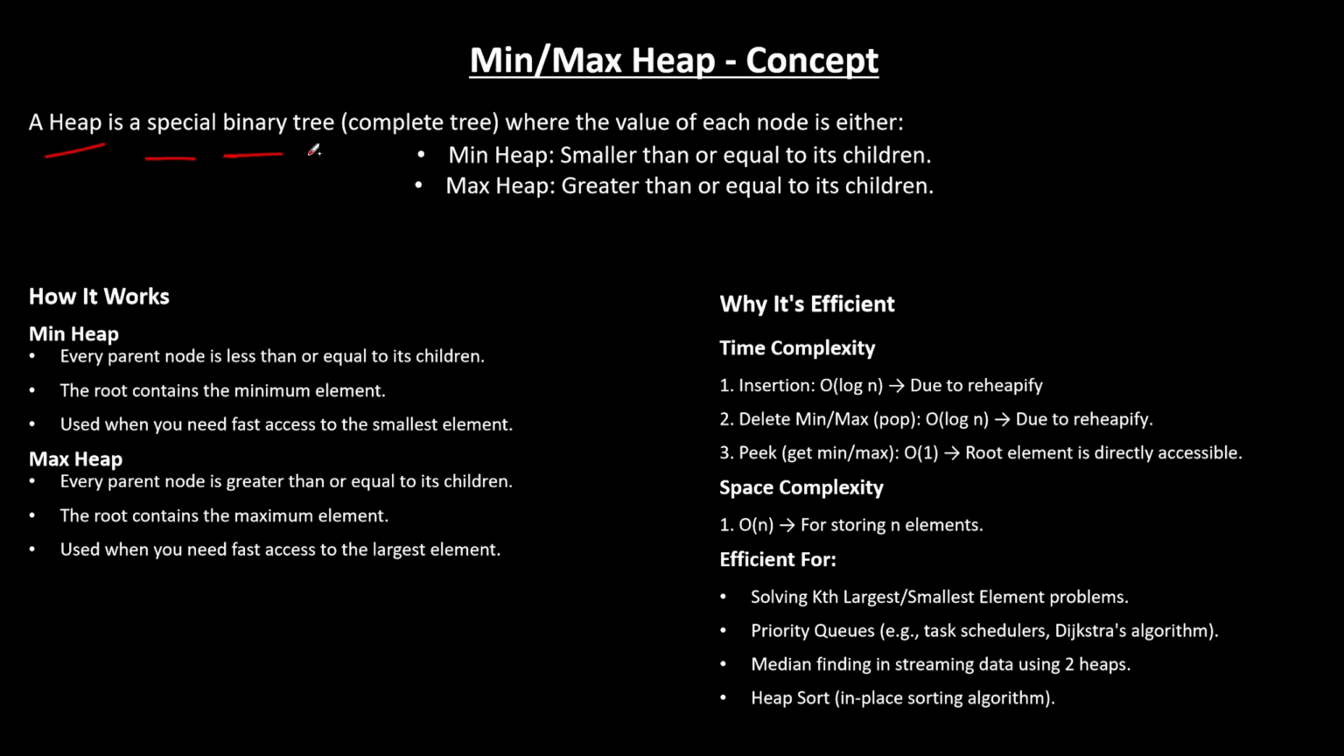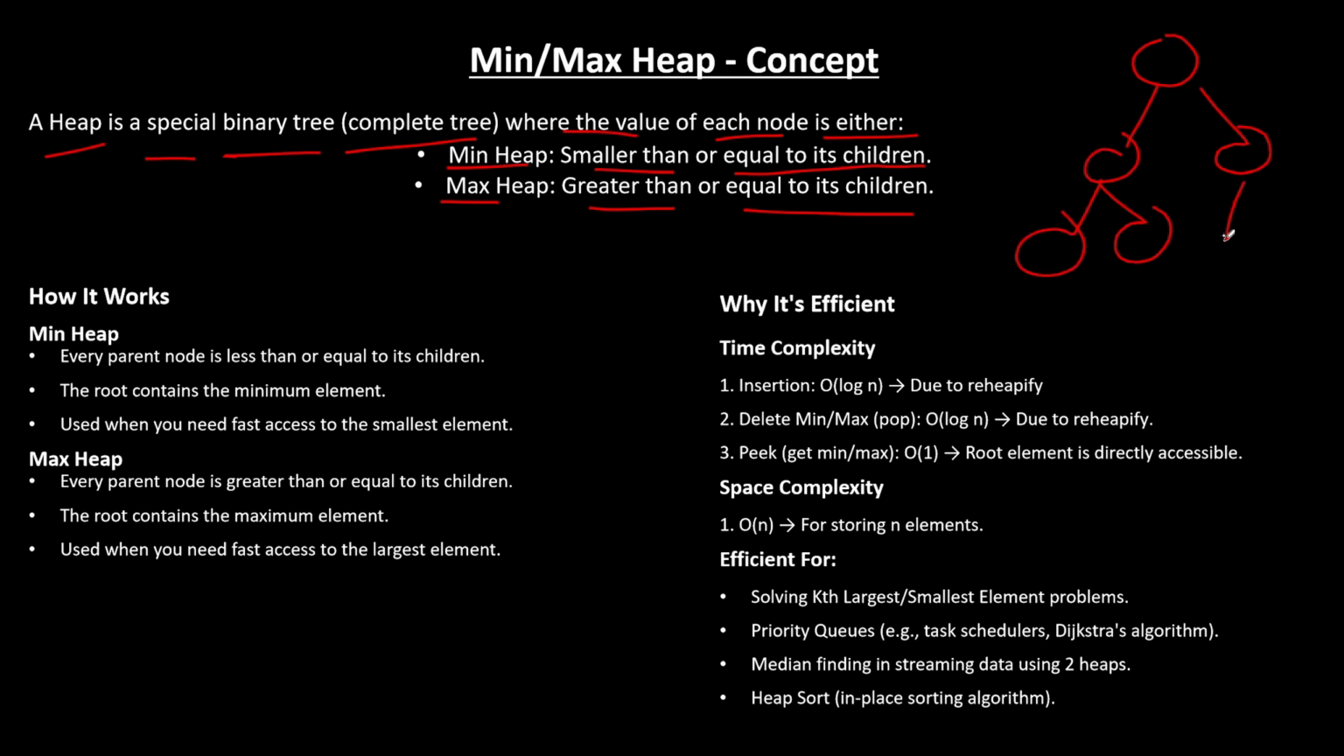It is a special binary tree, or a complete tree, where the value of each node is, in the min heap case, smaller than or equal to its children, and in the max heap case, greater than or equal to its children. So basically, it stands like this. This is a tree, and if you're looking at a min heap, how does it work? Every parent node is less than or equal to its children. Suppose this is -1, this will be 2 and this will be 3. It will be 5, it will be 6. Okay. It will be 10, it will be 20.